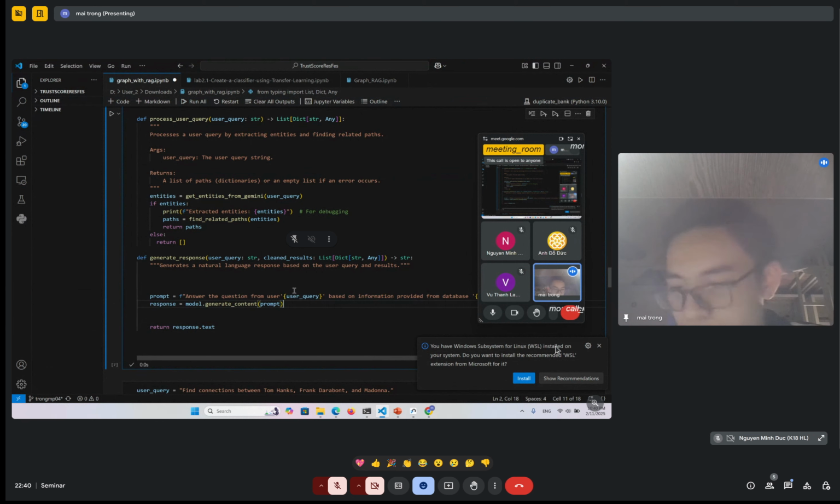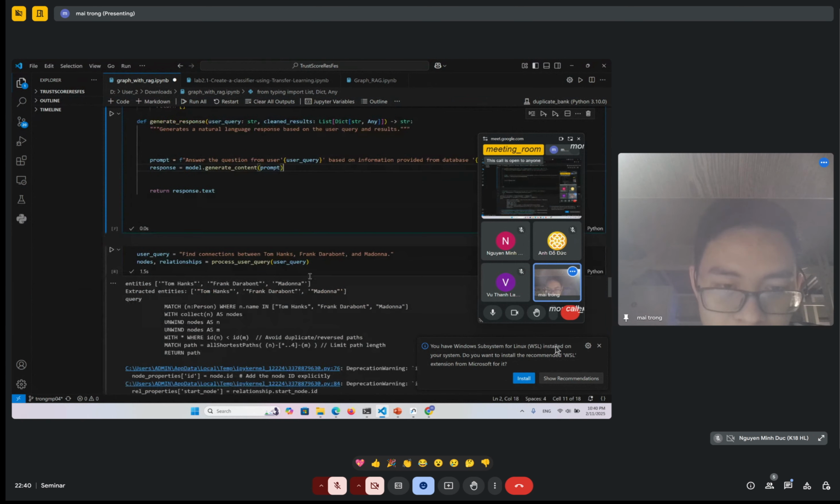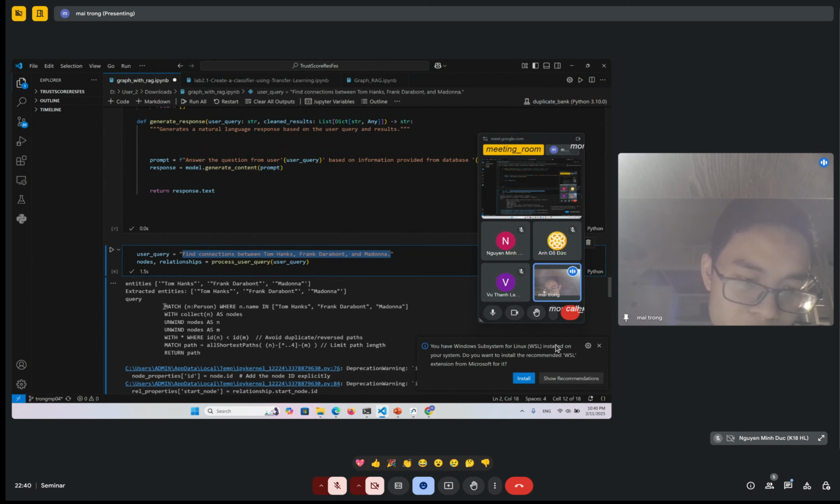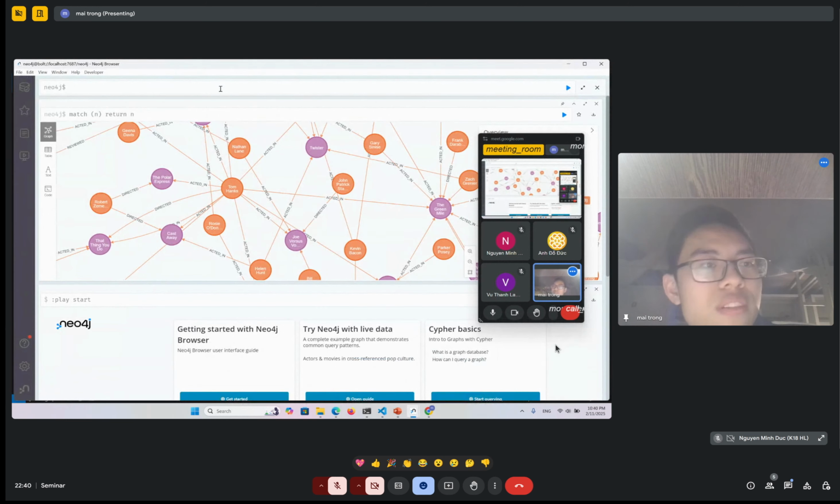Okay, so let's just come back to the demo. Now, as this prompt, my query is: find connection between three actors, right? So when I send a query like this, my functions will extract the entity and search in the database about their connections. We can try the query right here and let's see what happens.